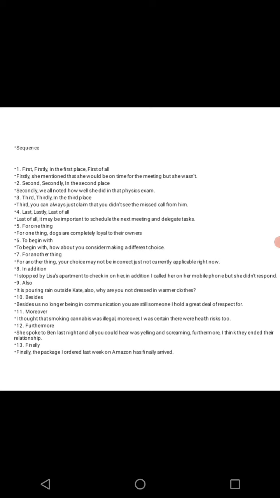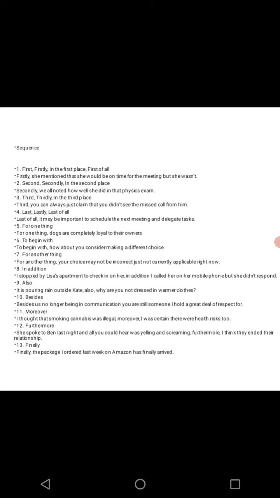Eleven is "moreover," and their example is "I thought that smoking cannabis was illegal. Moreover, I was certain there were health risks too." Twelve is "furthermore," and their example is "she spoke to Ben last night, and all you could hear was yelling and screaming. Furthermore, I think they ended their relationship."